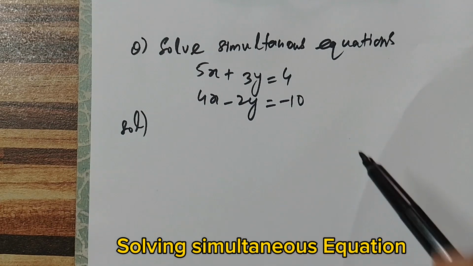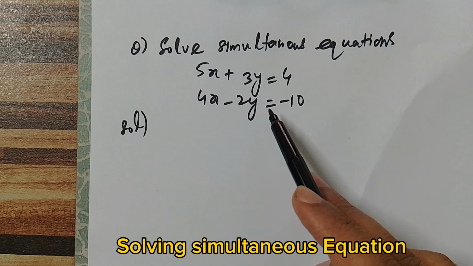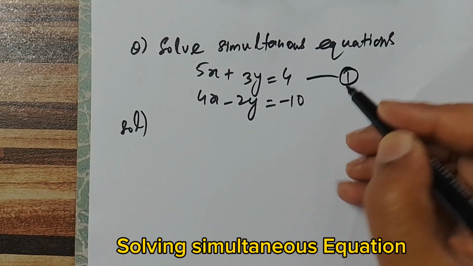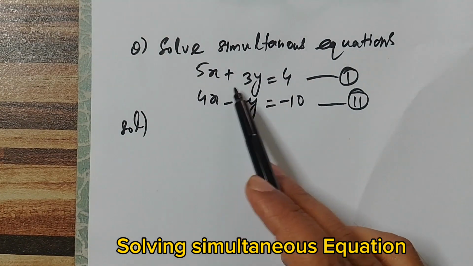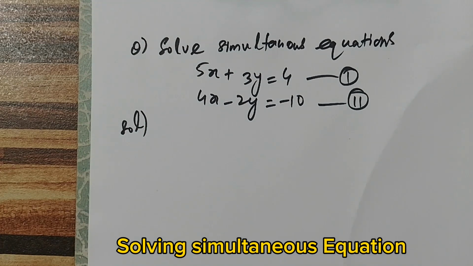Now to find that, there are different methods. One method is elimination and the other is substitution. The elimination method is easy to use. For that, we have to make coefficients of either x or y equal, and then by addition or subtraction we can cancel one of the variables, either x or y, and we get the value of the other.